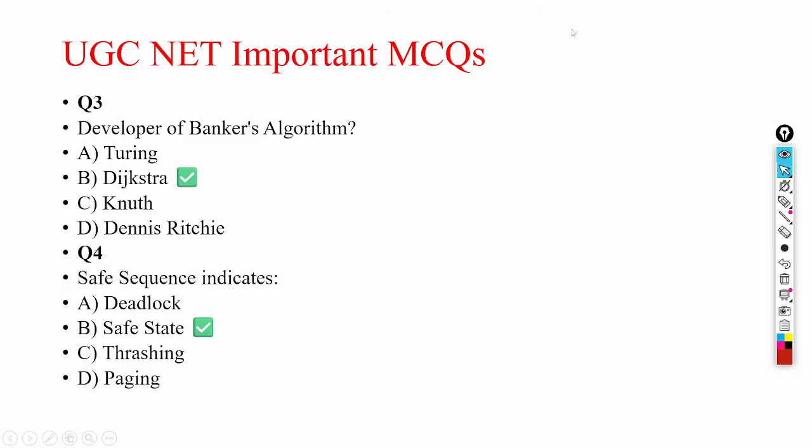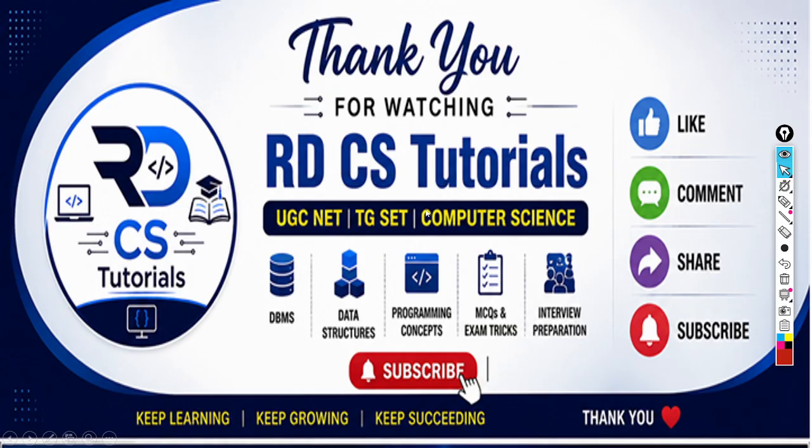So let us summarize today's lecture. We studied deadlock prevention. We learned how to prevent mutual exclusion, hold and wait, no preemption and circular wait. Then we discussed deadlock avoidance. We understood safe state, unsafe state, and safe sequence. Finally, we studied the Banker's algorithm along with its important components such as allocation matrix, maximum matrix, need matrix, and available vector. We also solved a numerical example and identified a safe sequence.